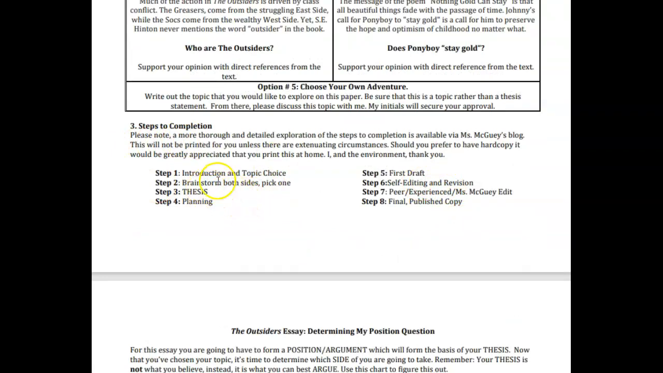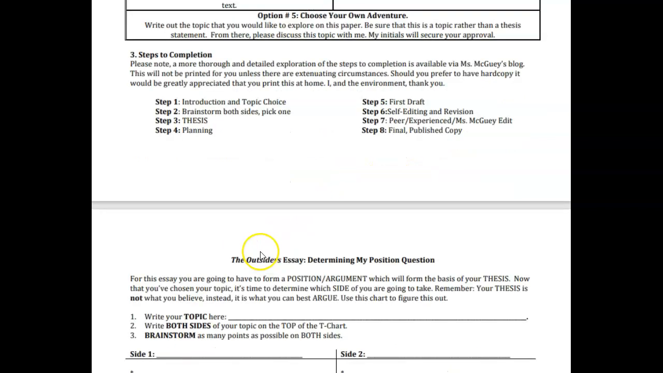Steps to completion. Really, I want you to get through steps 1 through 4 in class today. So I want the introduction and topic choice, brainstorming both sides and pick one. I want you to write your thesis. There is a video reviewing thesis in Schoology for you to watch if you need to. I know you did thesis writing in 7th grade. I know they do a lot with thesis writing in 7th grade. So if you do not feel like you need to watch that video, don't watch it, but go ahead and write your thesis. And then the planning. And if you can, we're going to go ahead and start our first draft.